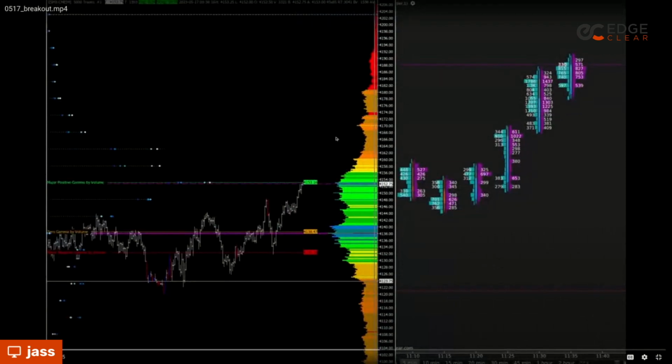Okay, so on the left here, we have a 5K tick chart, and then we have the GEX profile plotted to it. And then this is a volume profile. This is a yearly volume profile, essentially. And then on the right, we have a 5-minute footprint chart.